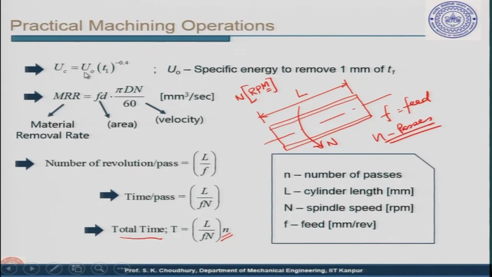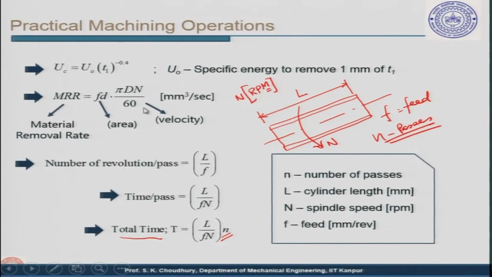Now, U0, which we said is the specific energy coefficient, is by definition the specific energy to remove with T1 of 1 millimeter. This is the definition, because if T1 is 1 millimeter, Uc becomes equal to U0. Material removal rate is area into velocity, and this is given in cubic millimeter per second.